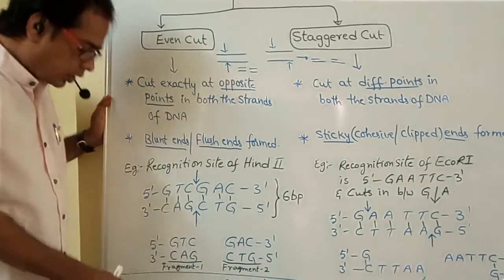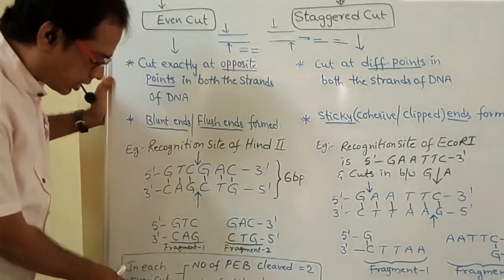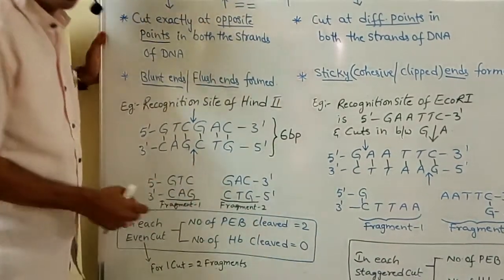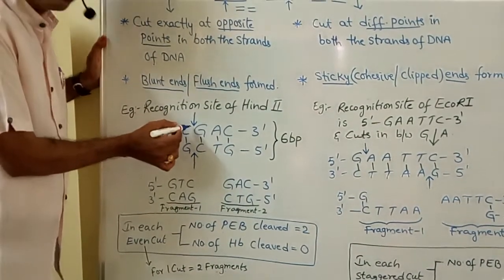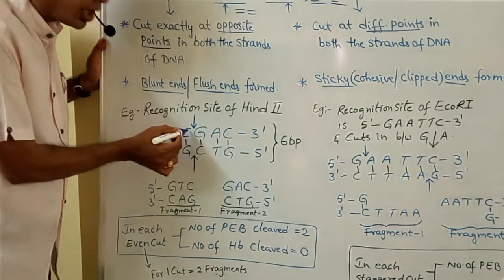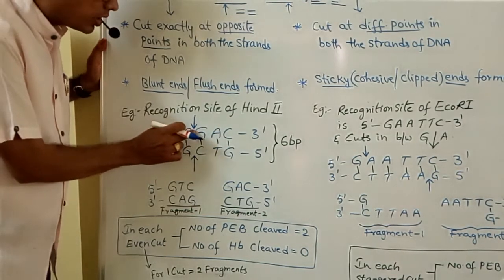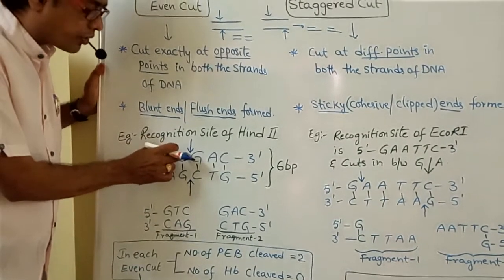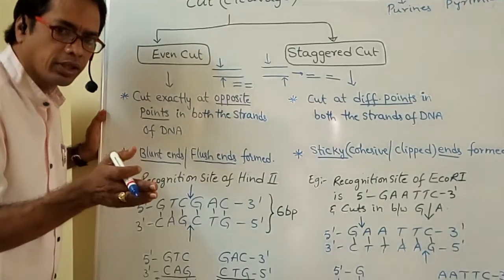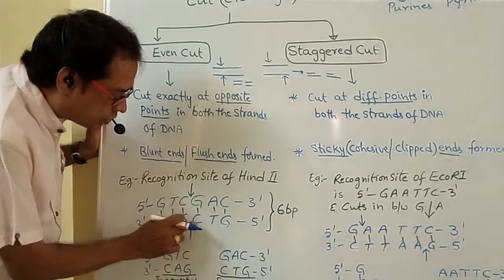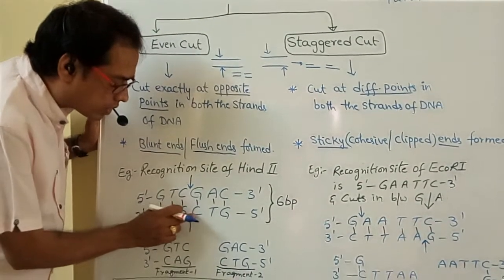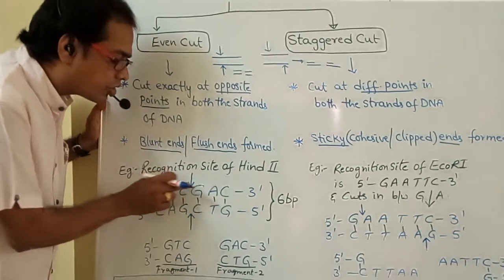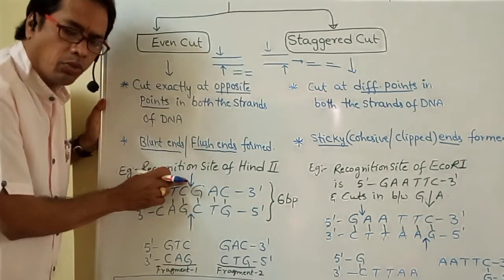In each even cut, what is the number of phosphodiester bonds cleaved? Look here, my dear students. Between C and G it was cut. Between C and G, one phosphodiester bond is present, so that phosphodiester bond is cleaved. Here also, between G and C, one phosphodiester bond is present and it was cleaved. So in each strand, one phosphodiester bond is cut.